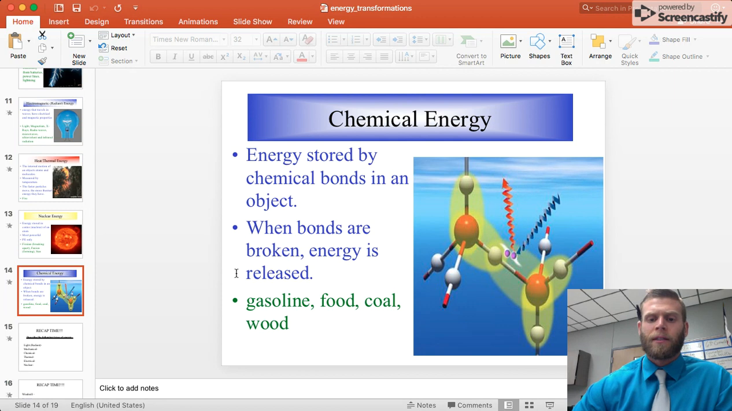So if you have those bonds together, and they're holding something together, they're storing it. And then once they break apart, that chemical energy is released. So things like gasoline, food that you eat, coal, and wood are all examples of chemical energy.